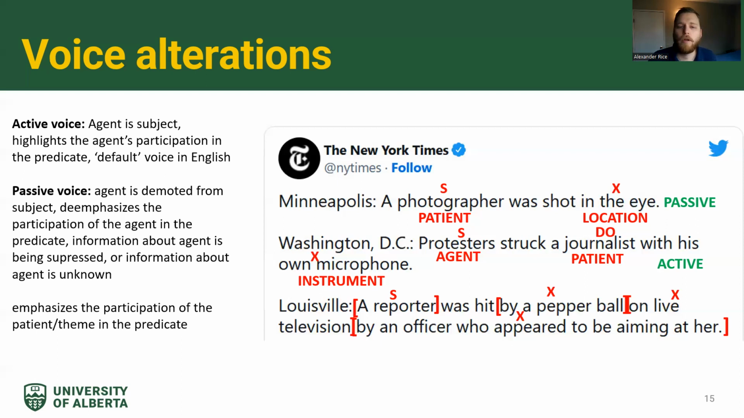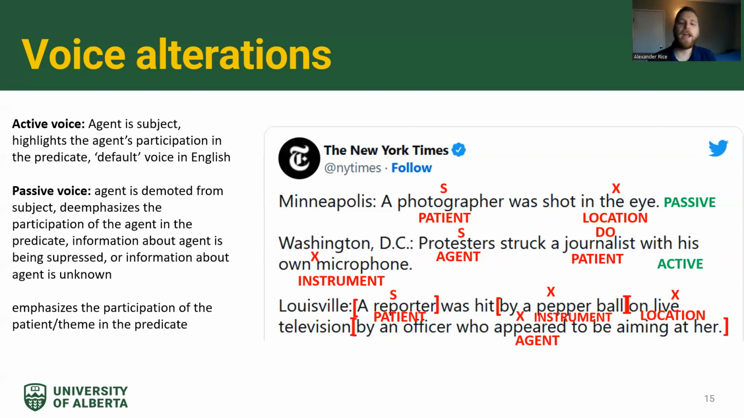So let's do our thematic roles. This is going to be a bit messy, but here's our subject, the reporter, who is also our patient. We have the pepper ball, the instrument, basically the weapon, the thing that the agent used to carry out the predicate. We have on live television, which is a location. Just to say, this isn't a literal location where this predicate took place, because the reporter was not actually shot standing or sitting on a television, but the event was recorded and shown on live television. But anyway, we're not going to worry about that distinction. That's just a location. And finally, we have by an officer who appeared to be aiming at her.